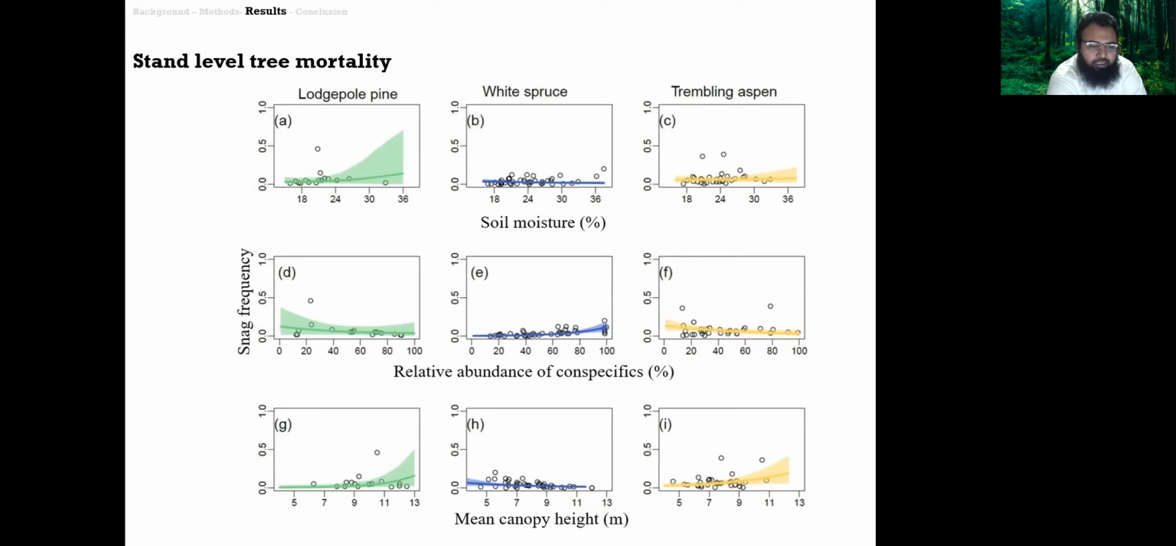White spruce was also more likely to be dead in sites where it represented more than 80% of the total live canopy area. In contrast, trembling aspen were somewhat more likely to be alive in sites where they were the dominant species. So we found interspecific competition might be killing the white spruce, and maybe interspecific facilitation is helping the trembling aspen to be alive.